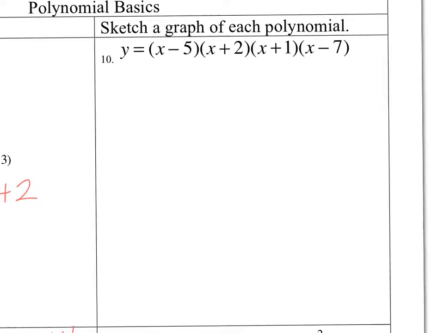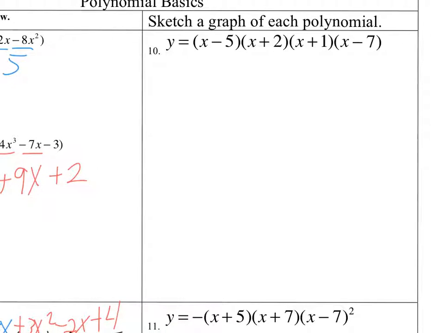Sketching some graphs of polynomials. First thing I'm going to do is figure out my intercepts. X-intercepts are going to be whatever makes each parentheses equal to 0. So we've got 5, negative 2, negative 1, and positive 7.